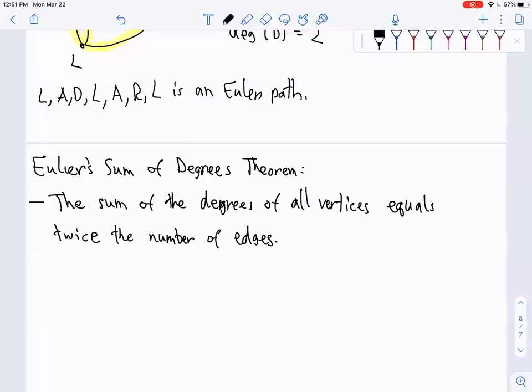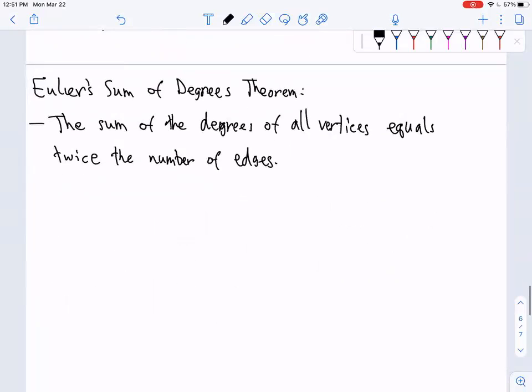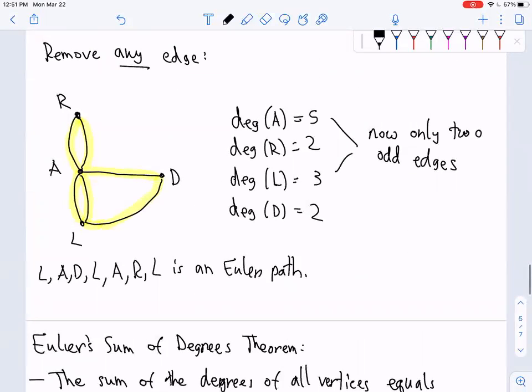Right? Because each edge has two ends to it, and so both ends go into some vertex. So if we add up all the vertices, we're going to count each edge twice, one for each end of it. And so we're going to get twice the number of edges. But this is important because that means that if we add up all these degrees, we get an even number. So if we have odd edges, they have to come in pairs, right? Because even plus even is even, odd plus odd is even. But if we only have one odd one, then the whole thing is going to be odd.